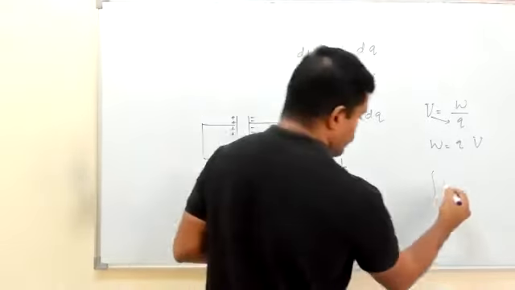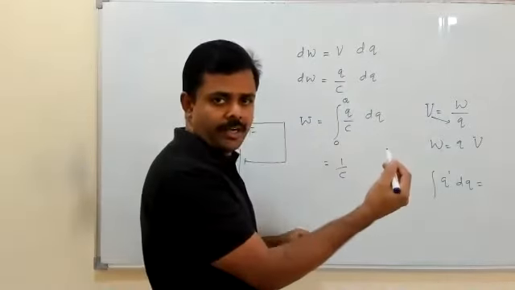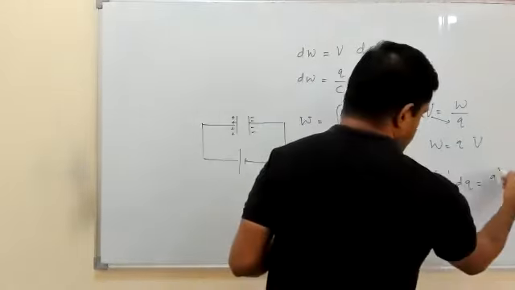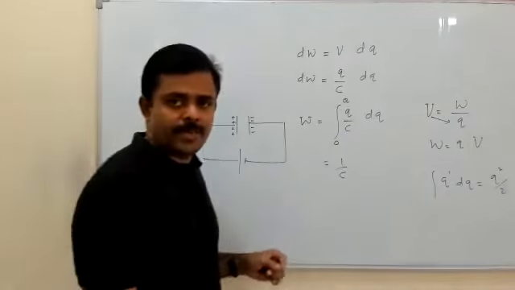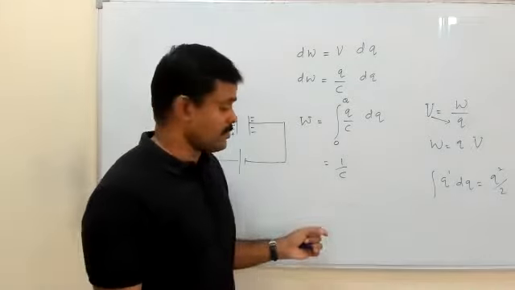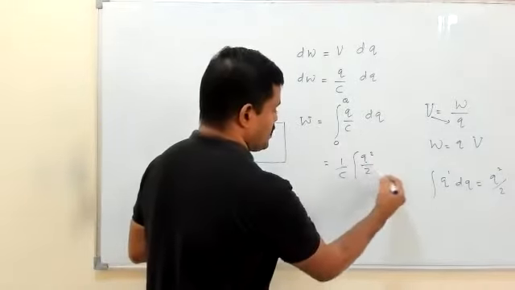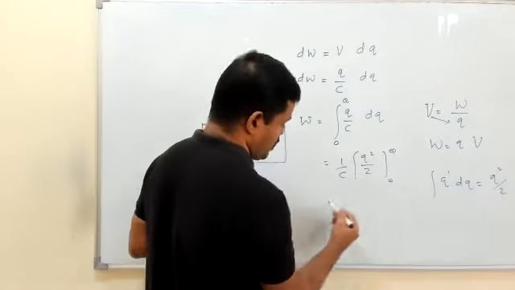What is the integral of Q dQ? Q raised to 1, its integration is Q raised to 1 plus 1 by 1 plus 1. So it is Q square by 2. So I put it here. This is Q square by 2 from 0 to capital letter Q.